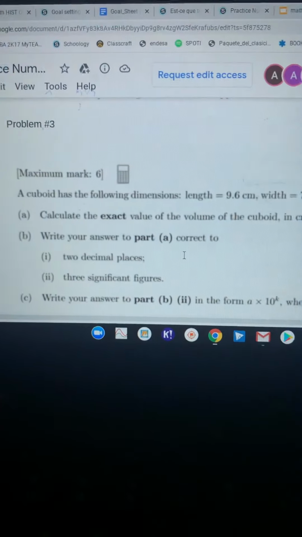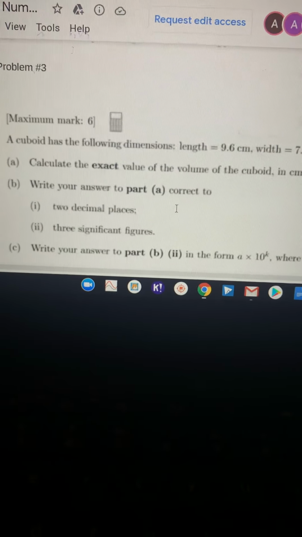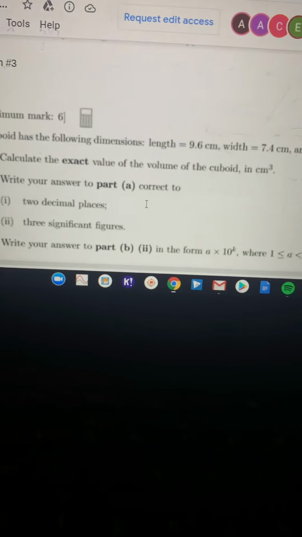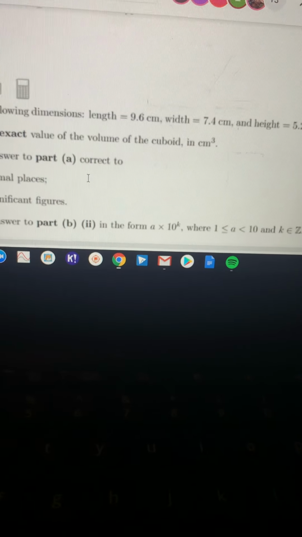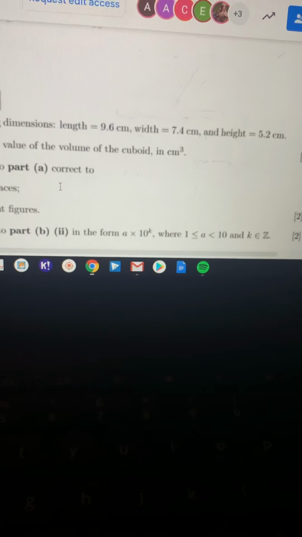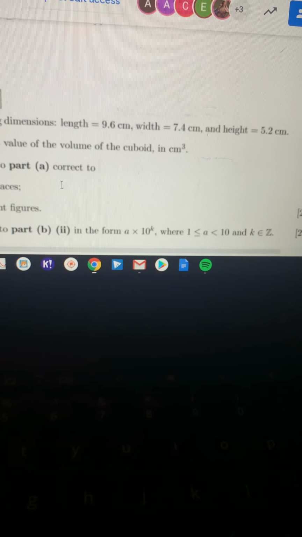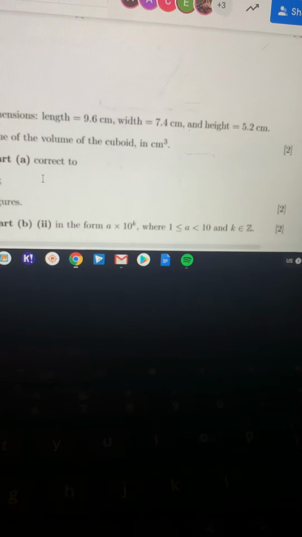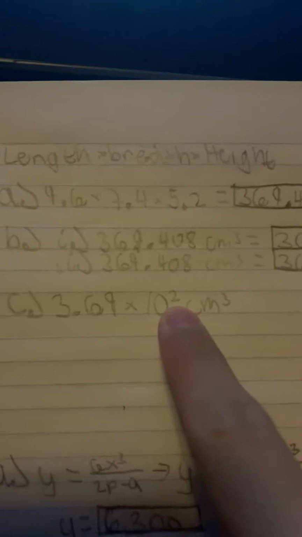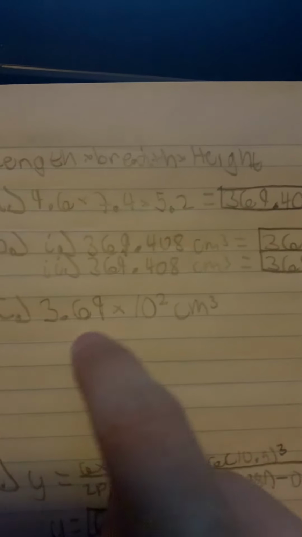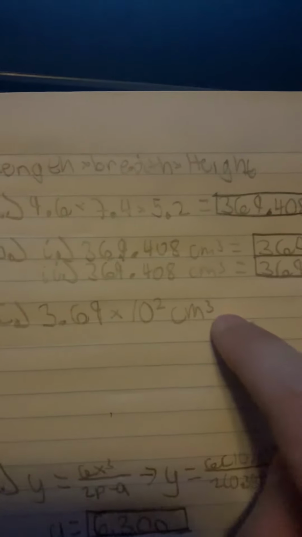And finally, it asks me to write my answer to part B in the form of A times 10 to the power of k, where 1 is less than or equal to A, less than 10, and k belongs to integers. So here this would be 3.69 times 10 to the power of 2, because here we're moving it 2 times, centimeters cubed.